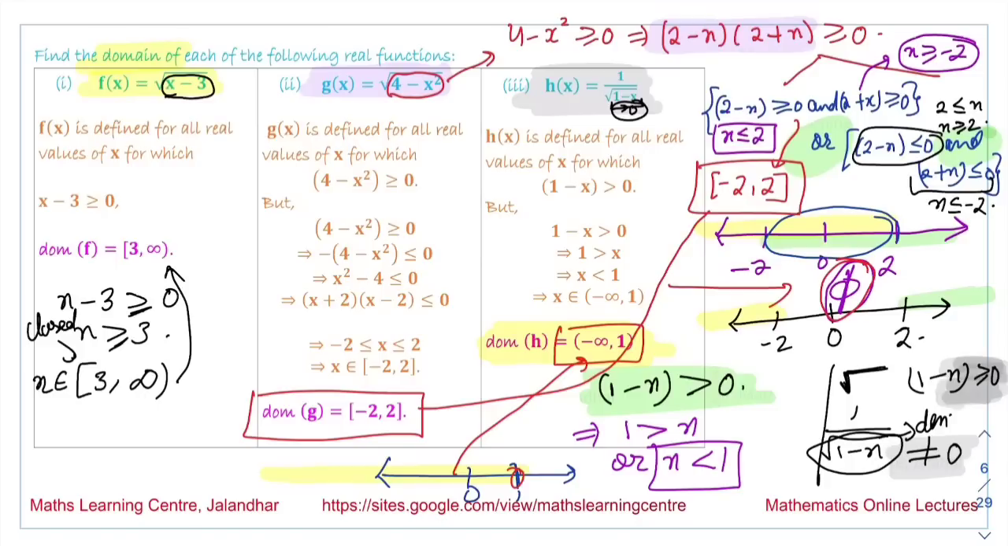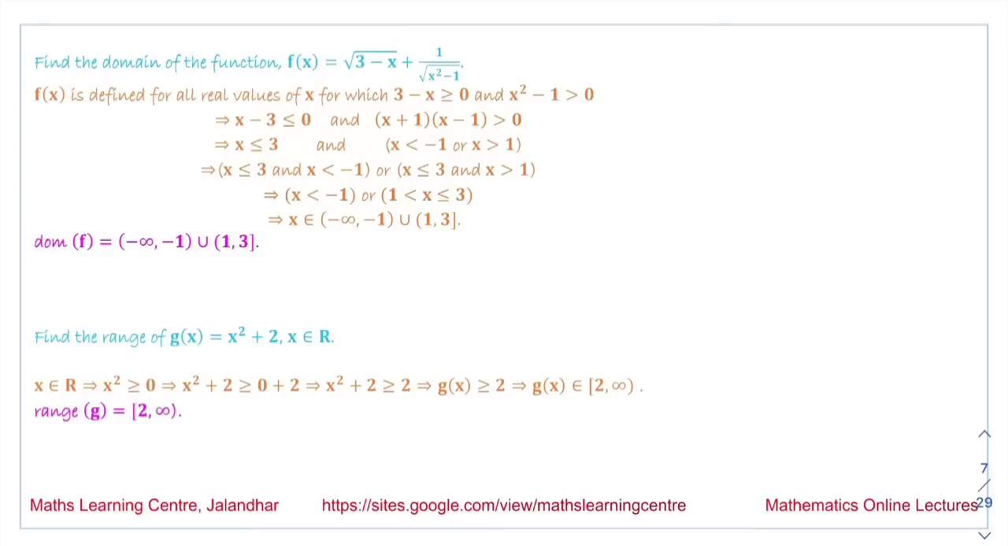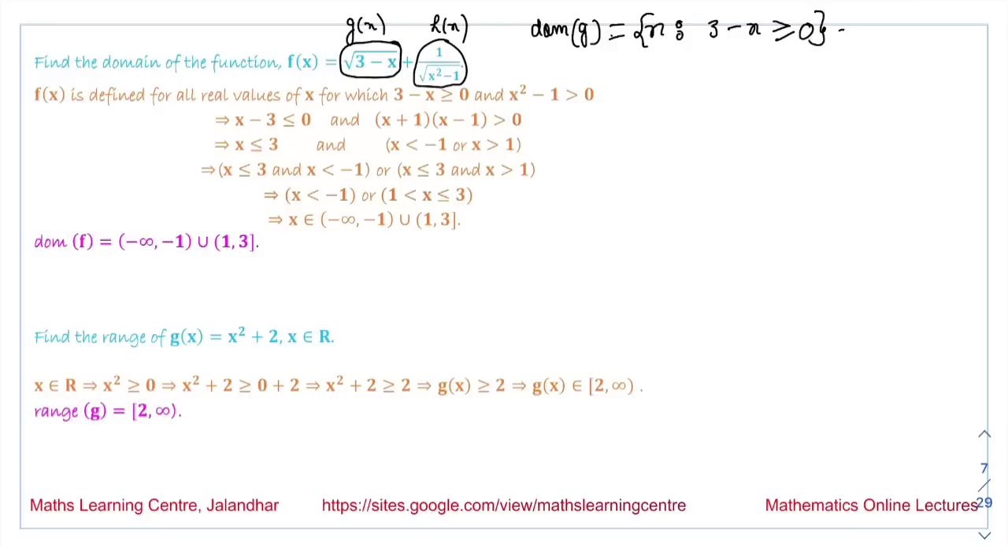Now the next question we have is, we have to find the domain of the function f(x) equal to this. Suppose we say this part of the function is g(x), and this part of the function is h(x). So the domain of the function g will be those values of x for which 3 minus x is greater than or equal to 0. So this gives us that x is less than or equal to 3. So the domain of this is minus infinity to 3, and it is closed at the point 3.